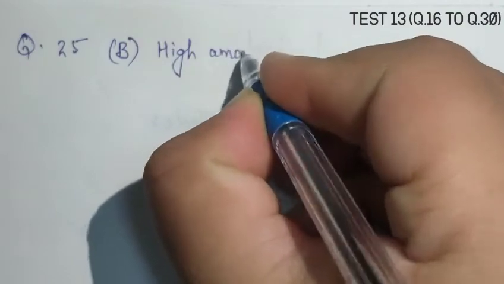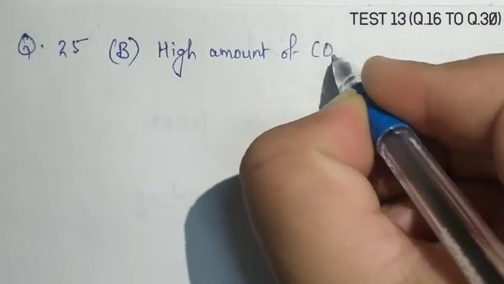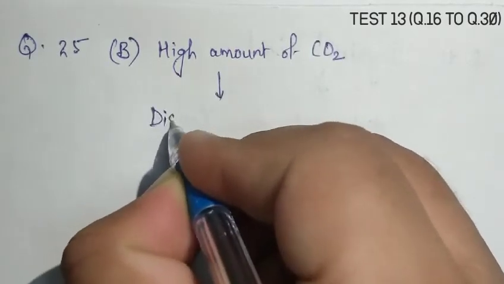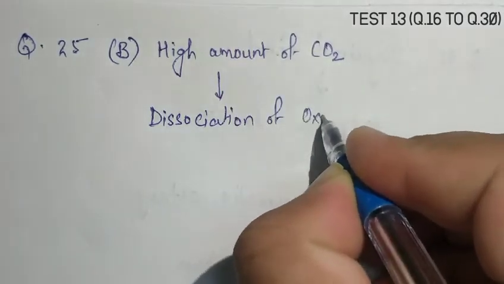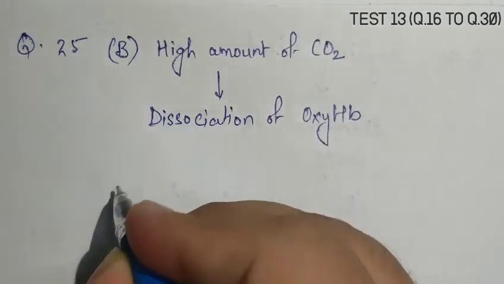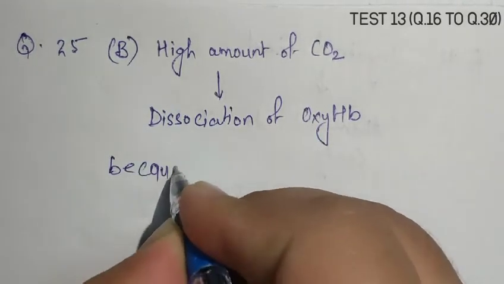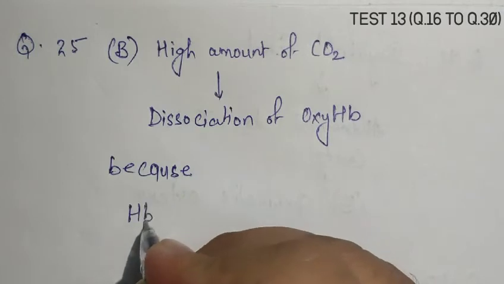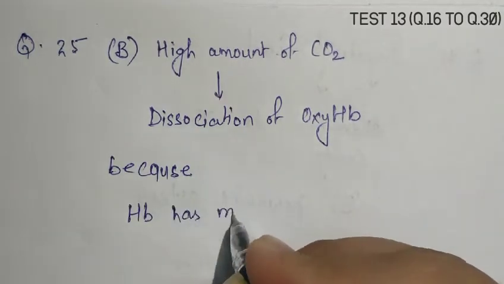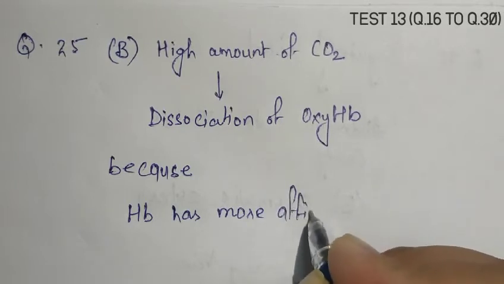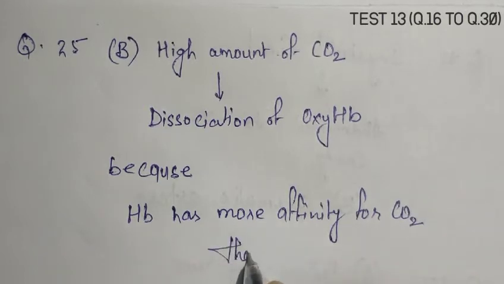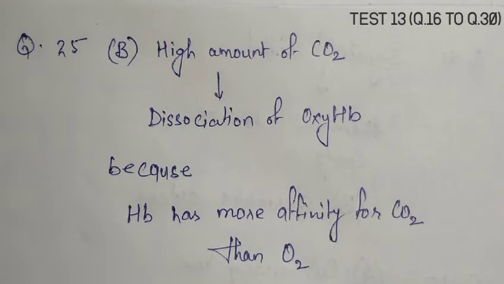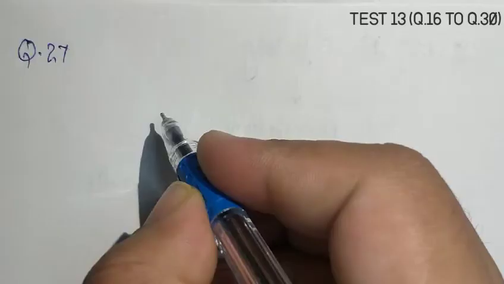High amount of CO2 facilitates dissociation of oxyhemoglobin because hemoglobin has more affinity for CO2 than oxygen. So the correct answer is B.